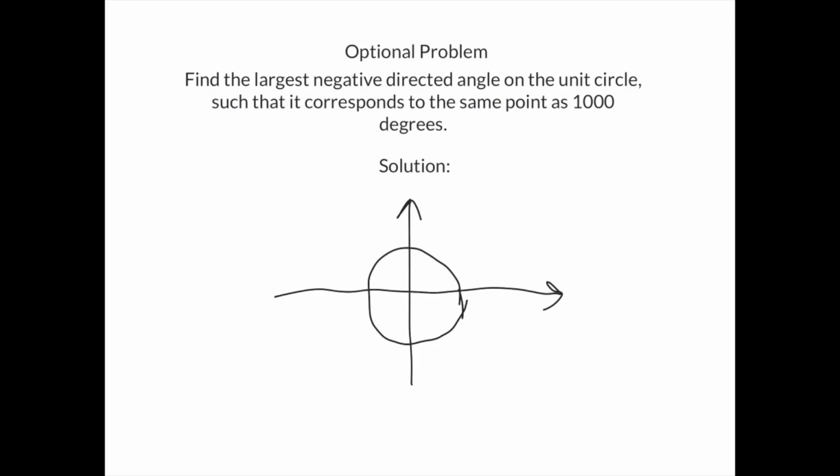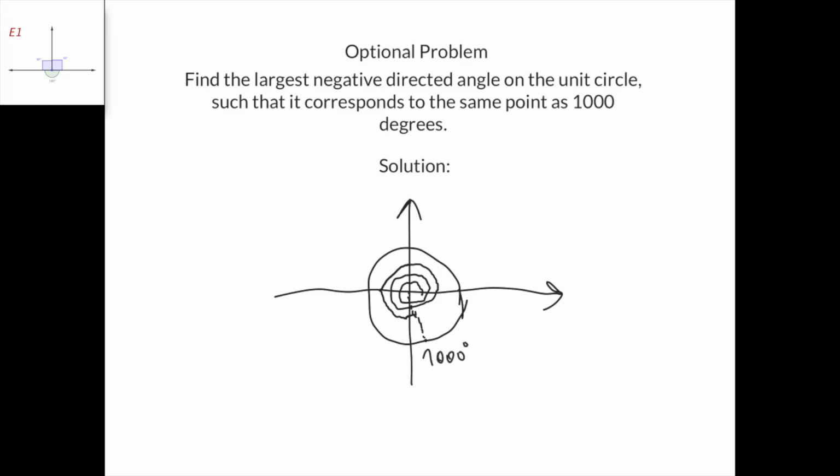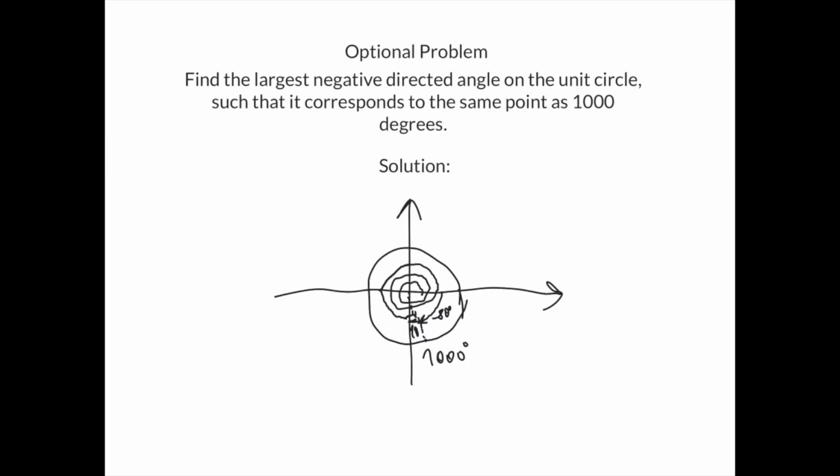First, we need to find a point that corresponds to 1000 degrees. 360, 720, 810, 900, 990, and here, somewhere here, should be 1000. And this angle here, because we reached 990, this should be 10 degrees. Which means that in the directed sense, this corresponds to this negative 80 degrees. It's negative because we travel clockwise, so this is a negative angle. Therefore, the answer is negative 80, because we need a negative angle and we need it to be the largest.